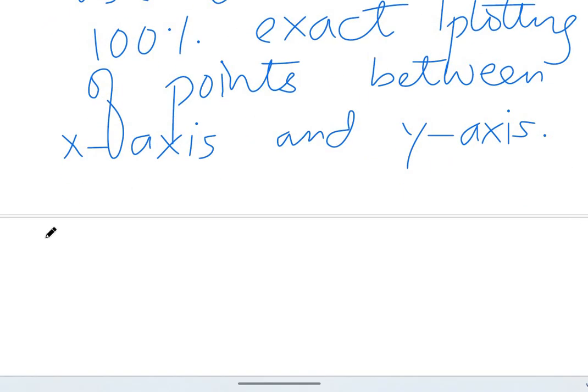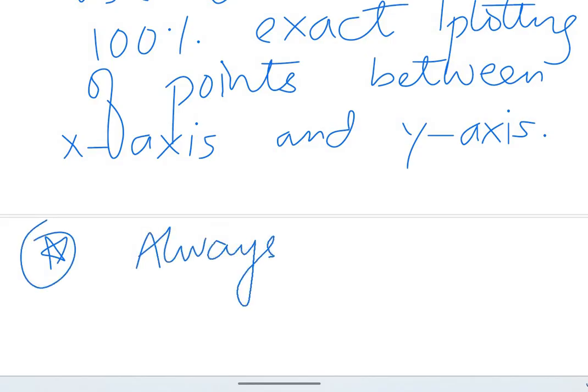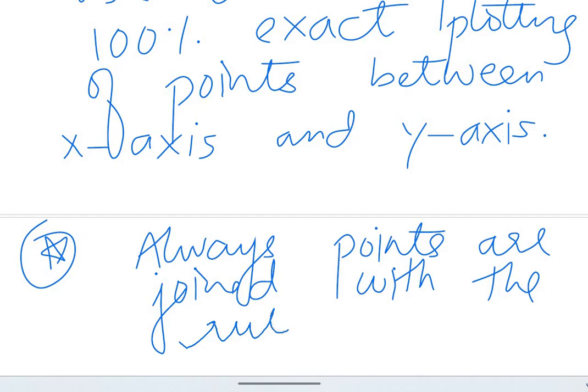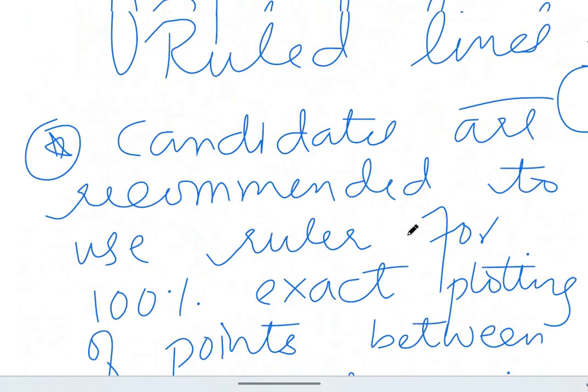And then the next rule is that points are always joined with the ruled line. Points are always joined with the ruled line.